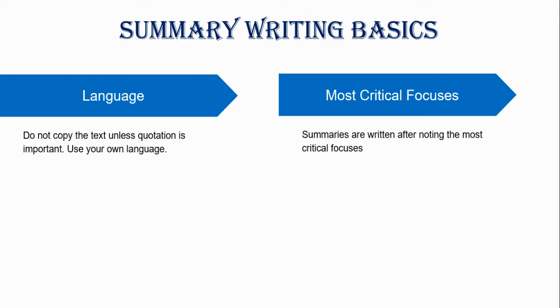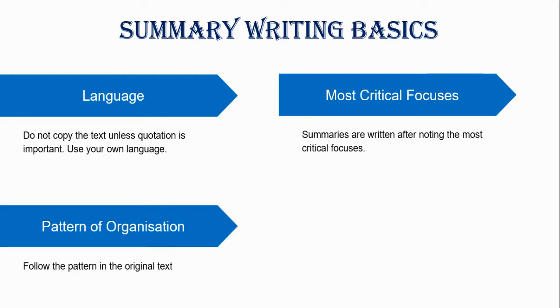We write summaries by first identifying the key points from the text, or the most critical focuses in the text, and then we use those key points to write effective summaries. There is a need to follow the pattern of the original text. For example, if there is a chronological order in the original text, you will follow the same pattern in your summaries. If there is a beginning, crisis and ending or resolution in the original text, you will follow the same order in your summaries.